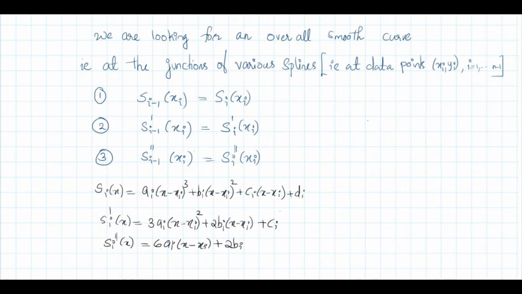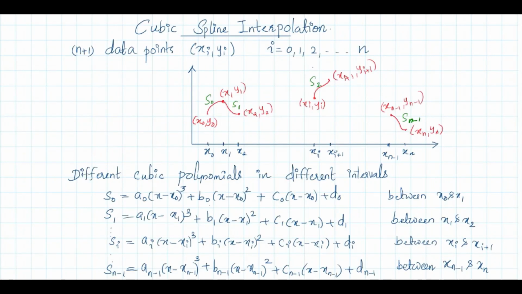Now, what is the condition? We are looking for an overall smooth curve, that is at the junctions of various splines, the splines themselves should be continuous, that is Si minus 1 evaluated at xi should be equal to Si evaluated at xi. Okay, so Si minus 1 is actually the spline between... here I made a mistake, this is not S2, this is actually Si.